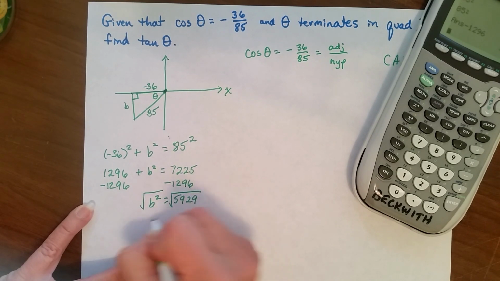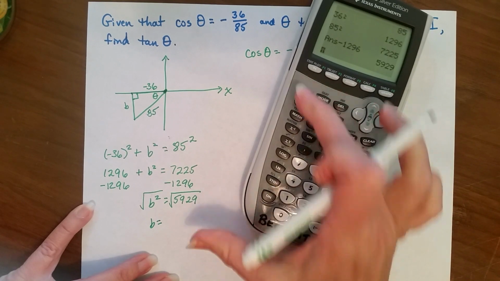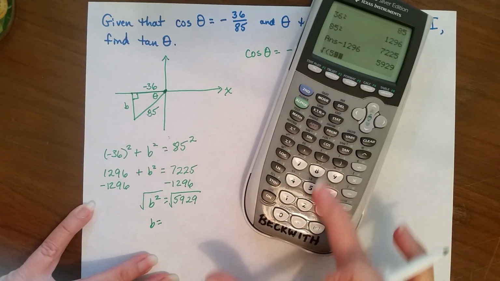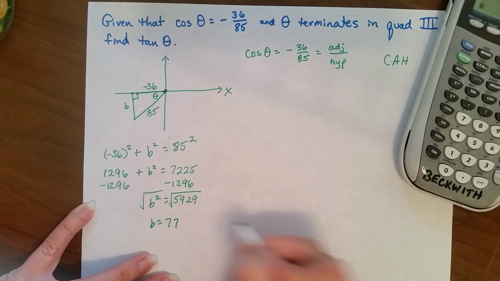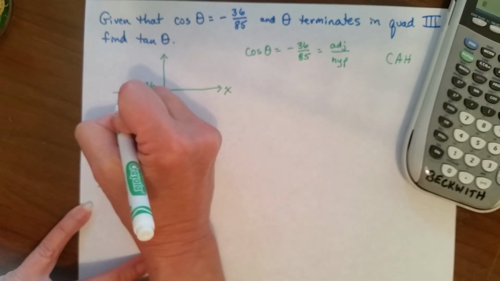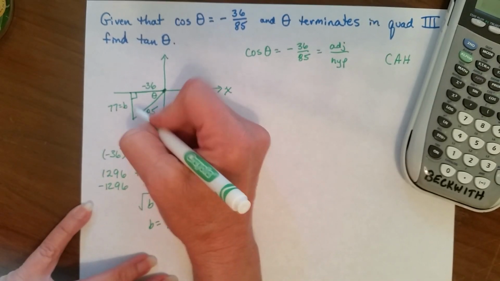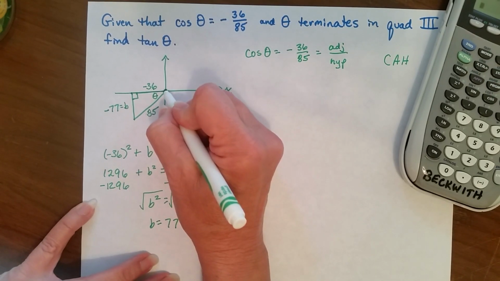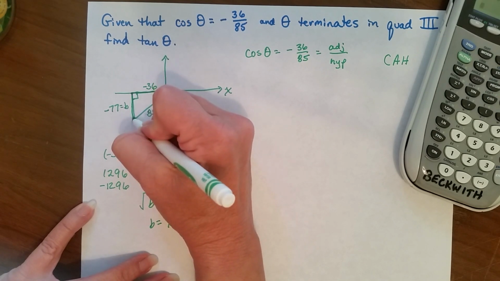Square root that, and B is, okay, let's take a look at this. Square root of 5929, okay, 77. It's so cool, all these Pythagorean triples that come up. So B turns out to be 77. Now also that's a negative, because when I go from this point to this point, we go negative, negative.